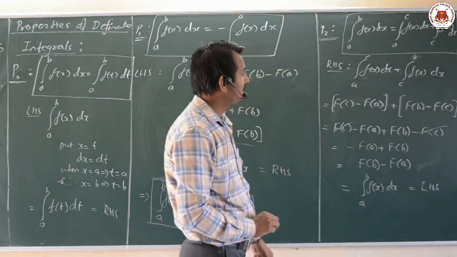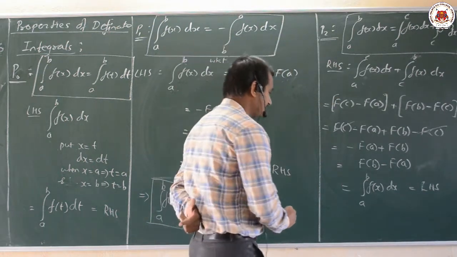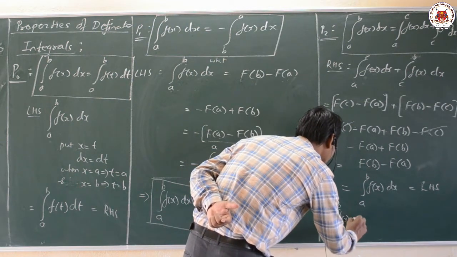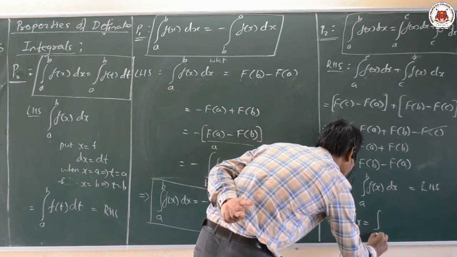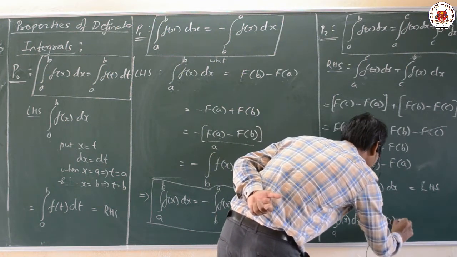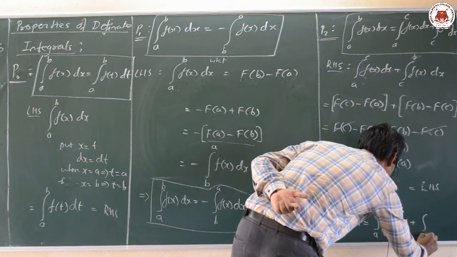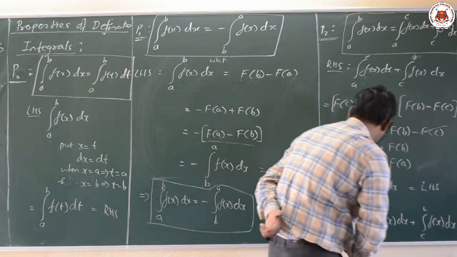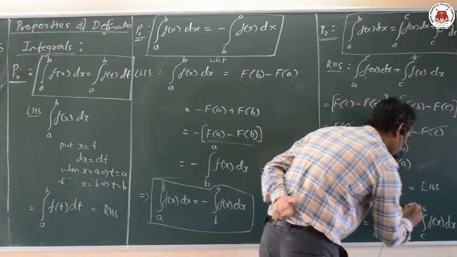Okay, dear students, now we will rewrite it once again. That implies the integral from a to b of f(x) dx equals the integral from a to c of f(x) dx plus the integral from c to b of f(x) dx. That is nothing but our required property here.